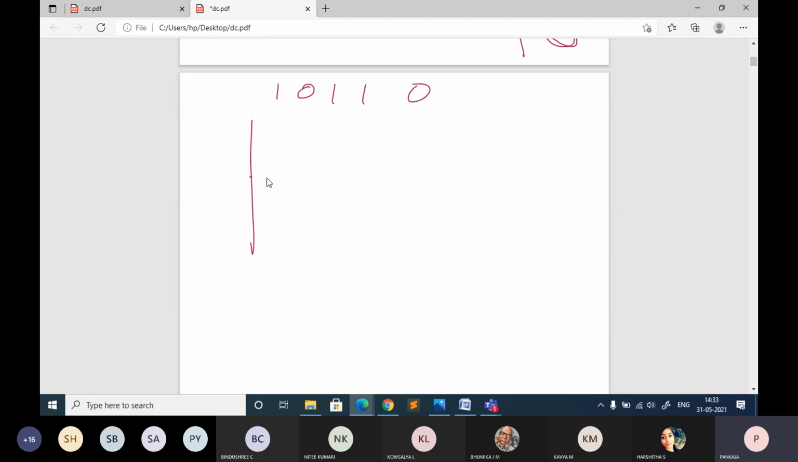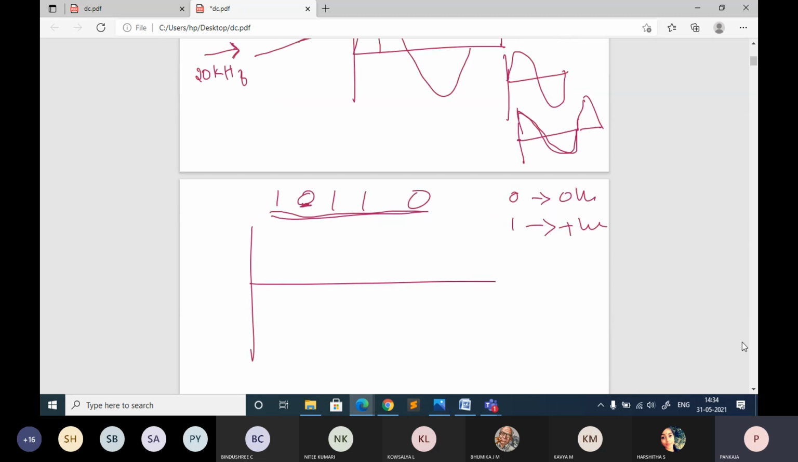Okay, what happens here? I will represent this value with a different amplitude. Consider I will represent 0 with the 0 amplitude, and 1 with the high voltage. Okay, so that is the concept used in ASK. So we'll just discuss how it is done.